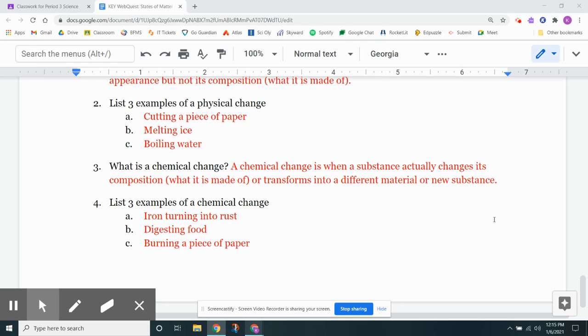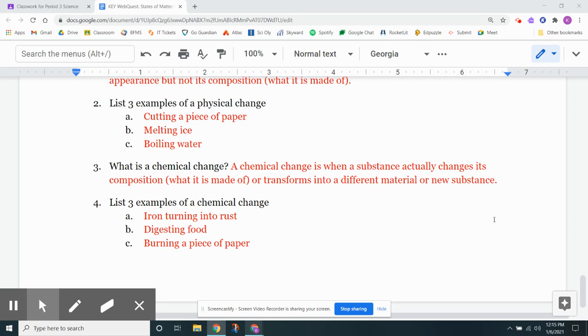Digesting food is a chemical change. Your stomach acid and the acids in your body actually break down the food and they turn it into usable energy for your body, ATP. You've completely changed what it's made of. Burning a piece of paper: you started with paper and now instead you have ash, you have smoke. You've completely changed what that thing is and what it is made of.